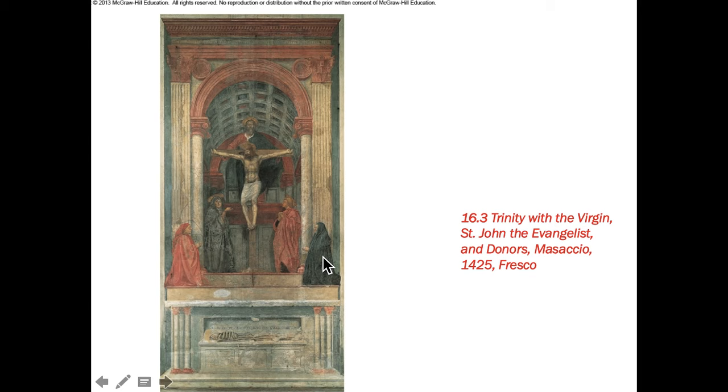So these would be the donors toward the art and toward the church. There would be donors, and they want to make their way to heaven by donating money. So they're outside. They're not within the Holy Trinity here, but they are in the area close to them. Okay. But look at the architectural detail, very realistic. Corinthian columns there, coffered ceiling.